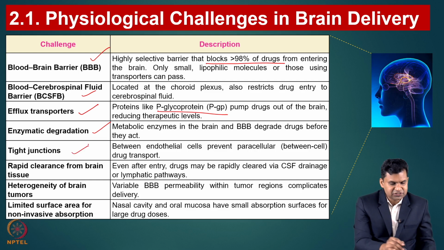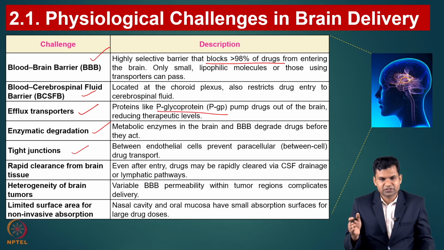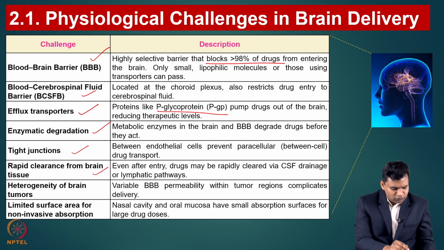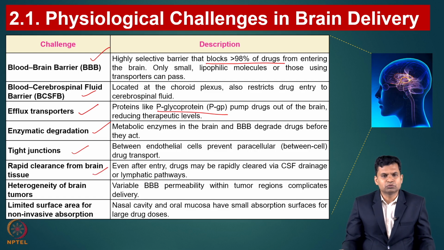As we know, tight junctions will not allow molecules to reach the brain. So, we can use various strategies with which we can avoid the function of the tight junctions in the blood brain barrier. Rapid clearance is also one of the major issues. Your therapeutic level of the drug will go down because of rapid clearance. We can use various targeting strategies with which we can increase the concentration of the drug in the brain.